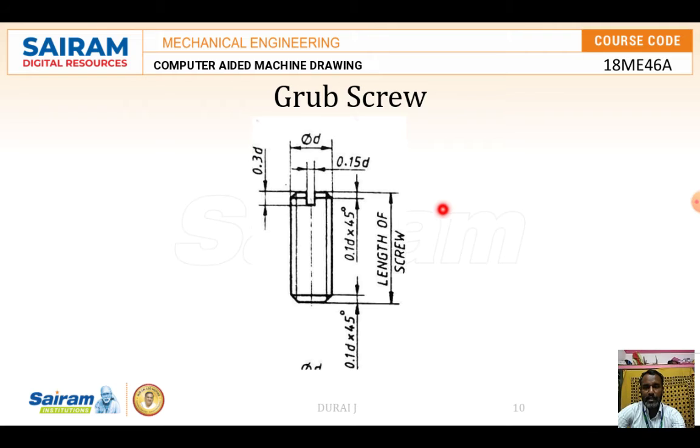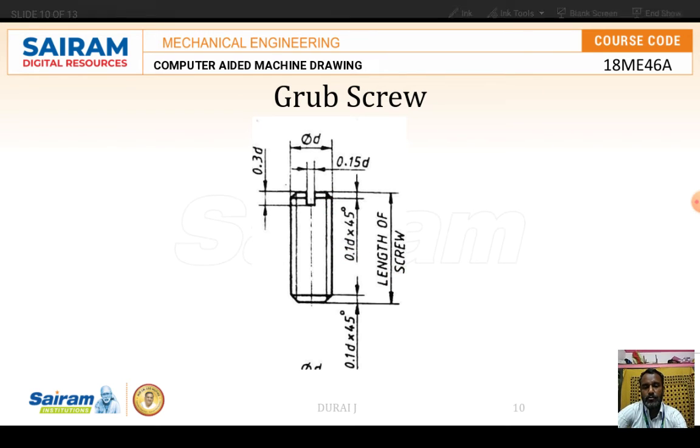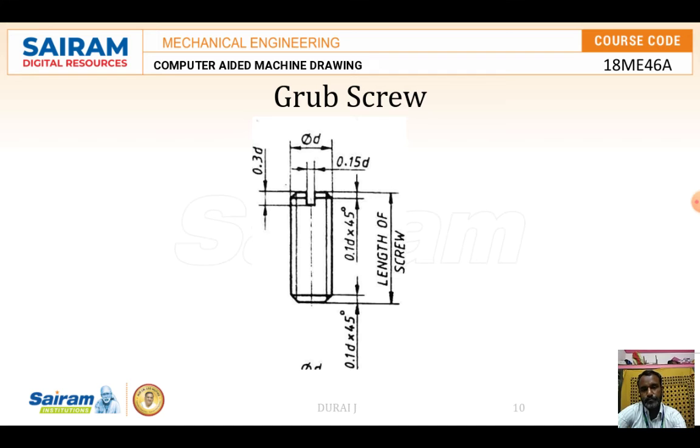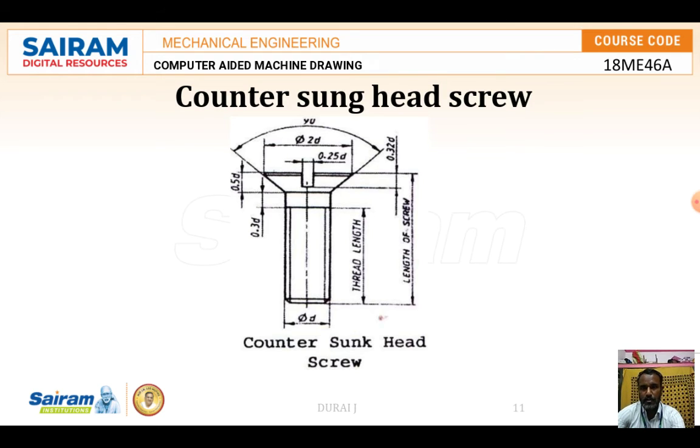Then comes the grub screw. For the pitch diameter, the distance to this cutout is 0.15d. The height of the cutout is 0.3d. Here they are going to maintain the chamfer 0.1d into 45 degrees. The length of the screw in mm is going to be given in the question. So this is about the grub screw. According to that, we are going to design the grub screw.